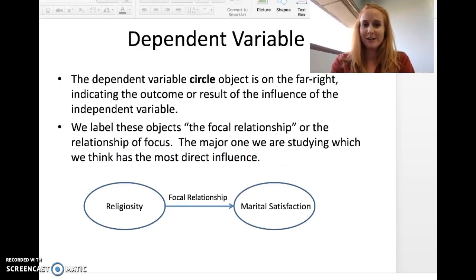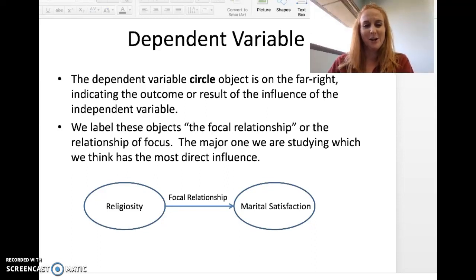Again, this is your main relationship that you're interested in, the main topics you want to test. Your dependent variable circle is on the far right, indicating an outcome or what happens, the results of the influence of the independent variable. So given this, draw the arrow pointing to that. This is the result of that. We label these objects together the focal relationship, or the relationship of focus. This is the major one we're studying since we think it has the most direct influence. So this is your independent and dependent.